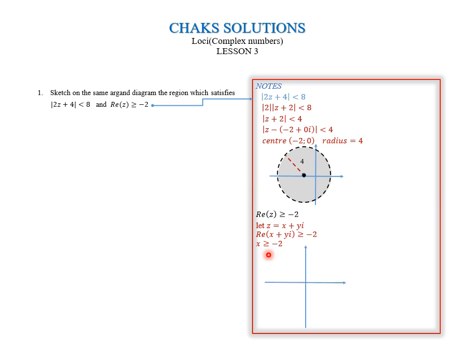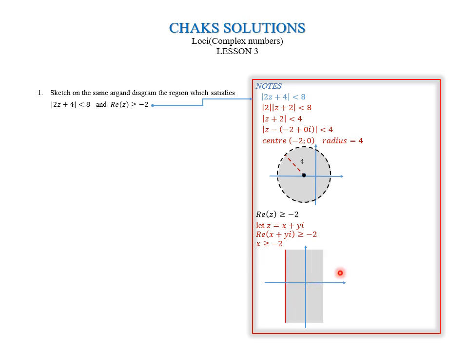Now we draw our real axis and imaginary axis, then the line x equals minus 2. It's a continuous line because the sign is greater than or equal to, so the points on the line are included. Now we shade the region which is greater than minus 2. The region greater than minus 2 is this right side, so we shade this side.